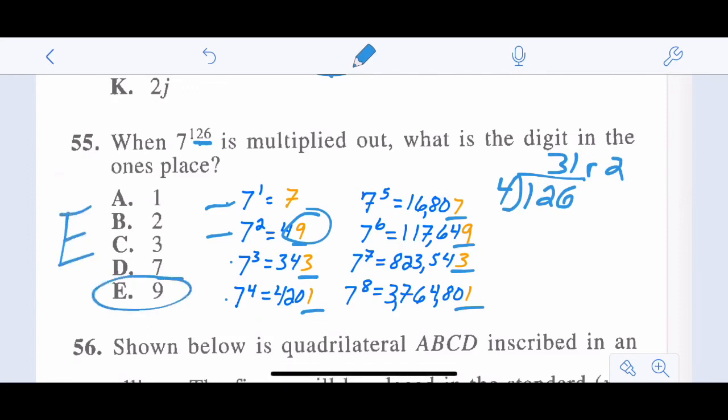It's a little bit of a tricky question, but these are actually pretty common on the ACT, so just know when you see one like this, it's pretty much what you're going to do.